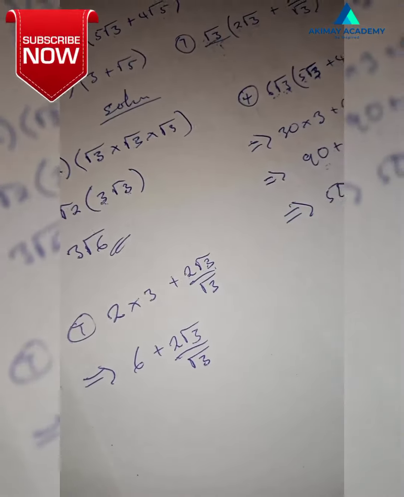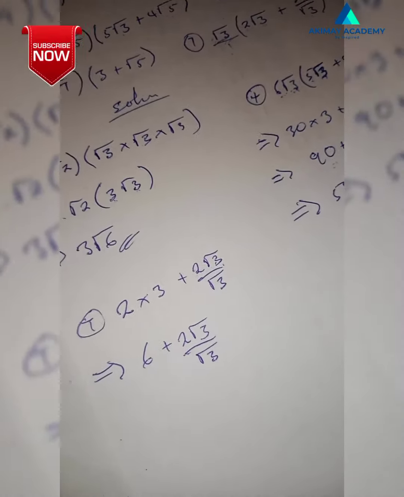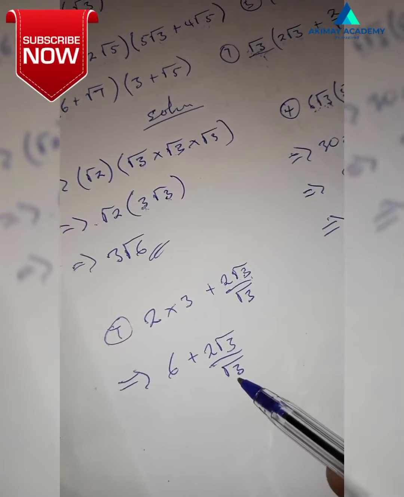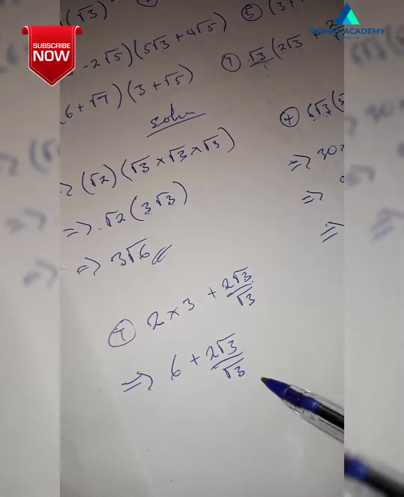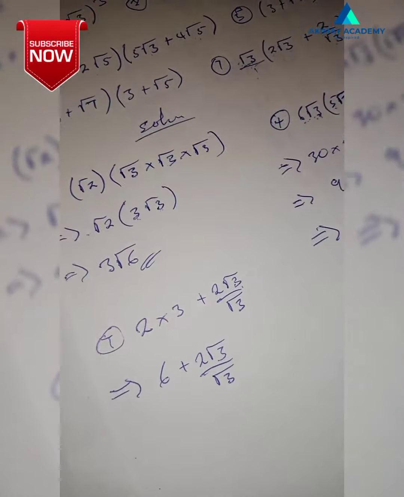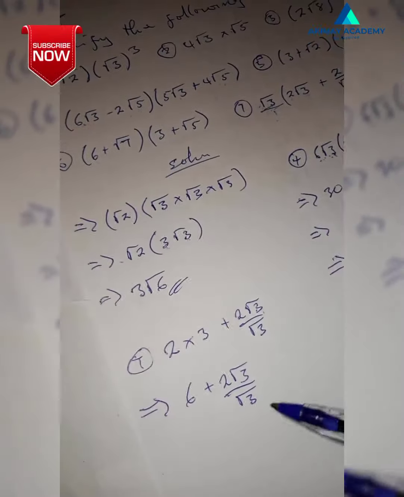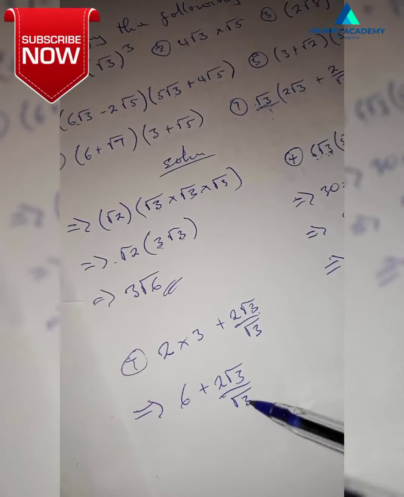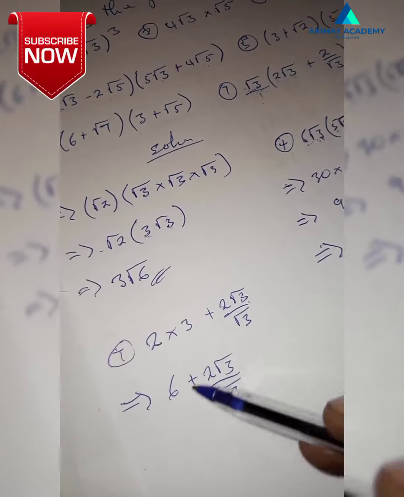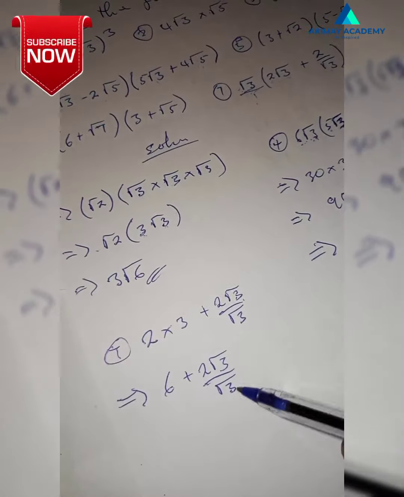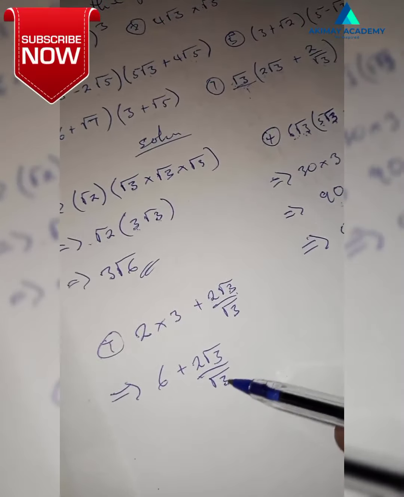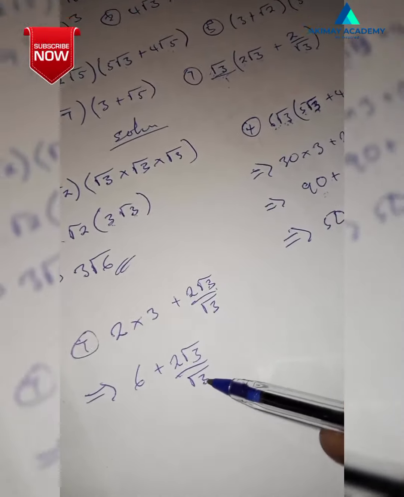Now, at this point, we have to simplify this one because we have a surd as a denominator. And you know, in terms of mathematics, we don't like it or we don't want it when we have a surd as a denominator. So we have to simplify these ones again so that we can change the surd here to a non-surd, or should I say a rational.